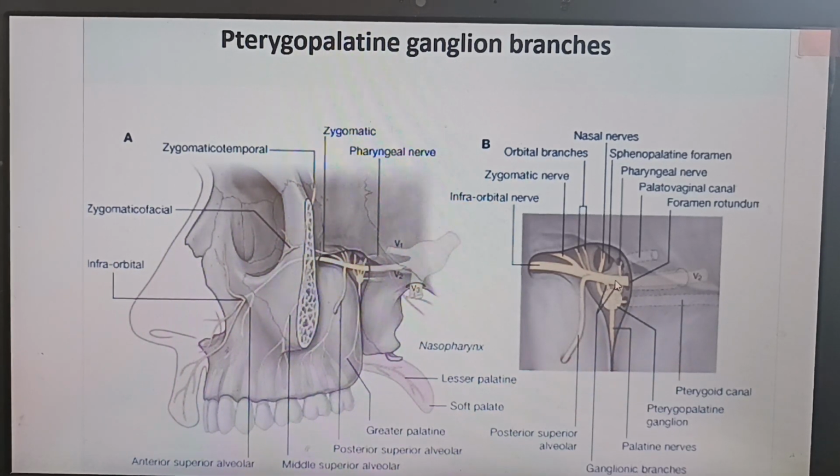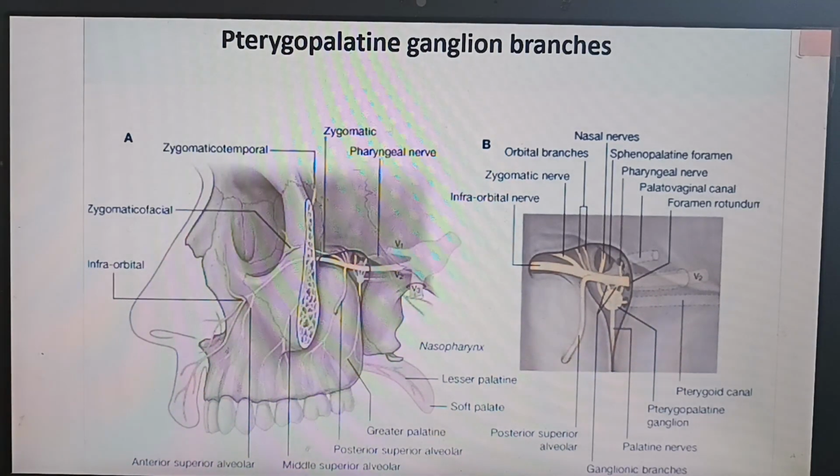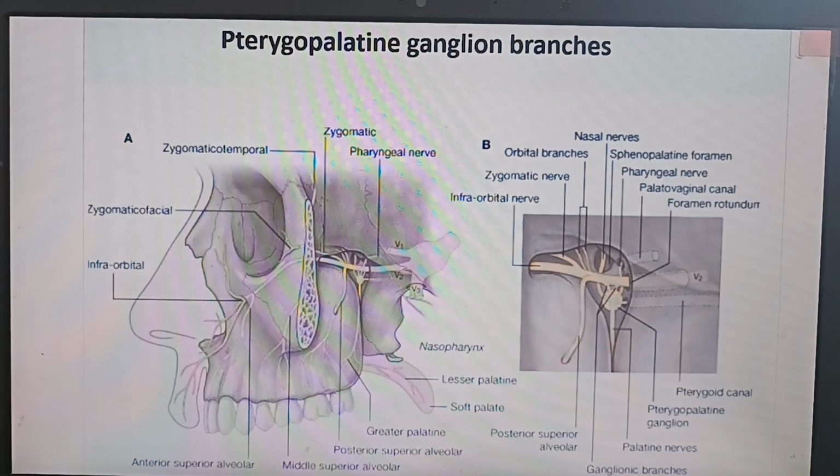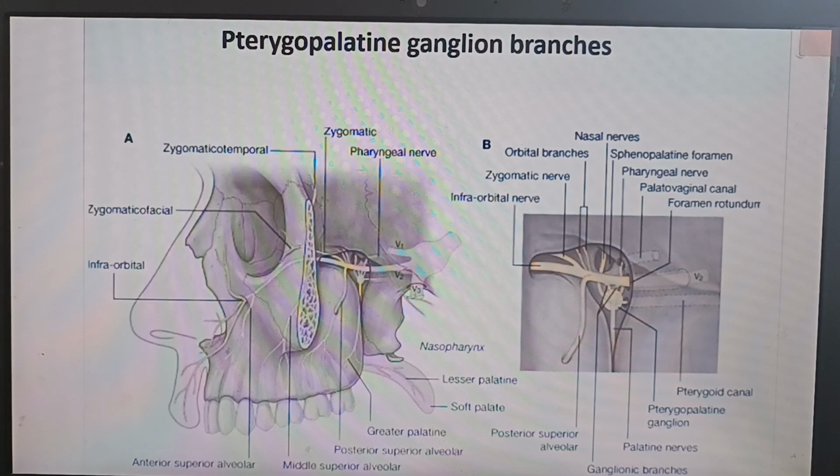If you look at the picture on the right, it is an enlarged picture, and you can see the pterygopalatine ganglion. What exactly is the pterygopalatine ganglion is what we have to understand first. The pterygopalatine ganglion is nothing but a parasympathetic ganglion which carries secretomotor fibers. That means it carries postganglionic fibers providing secretomotor supply to glands like the lacrimal gland and the mucosal glands in the orbit, the oral cavity, pharynx, etc.